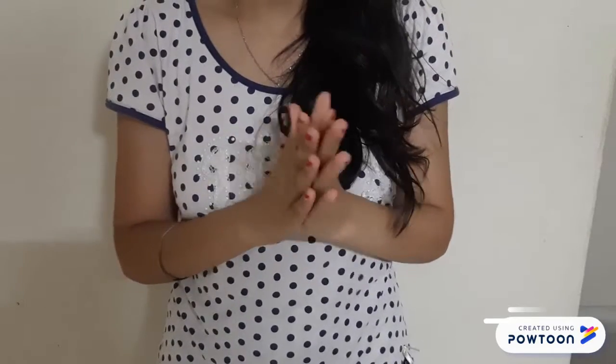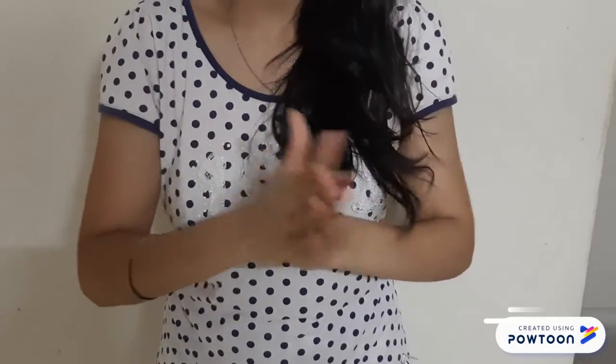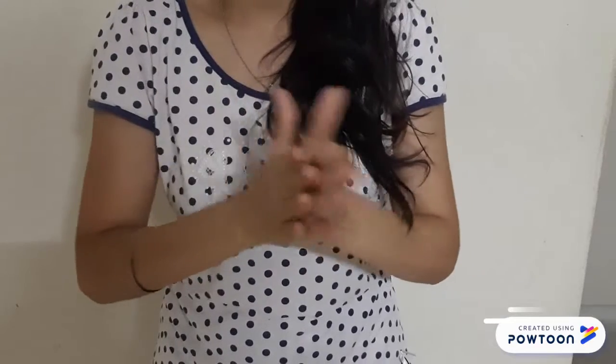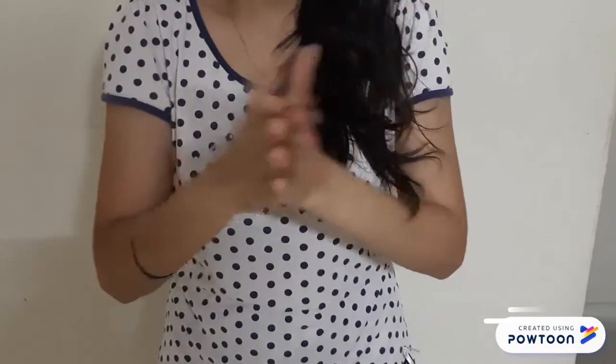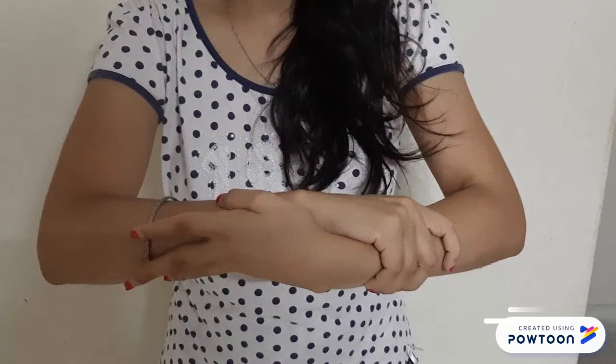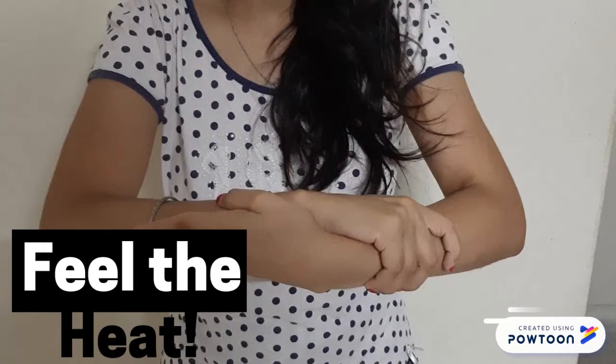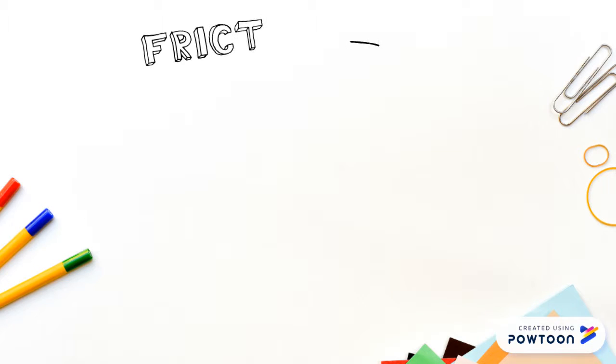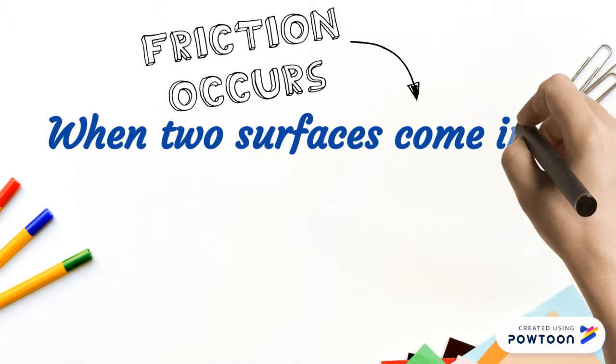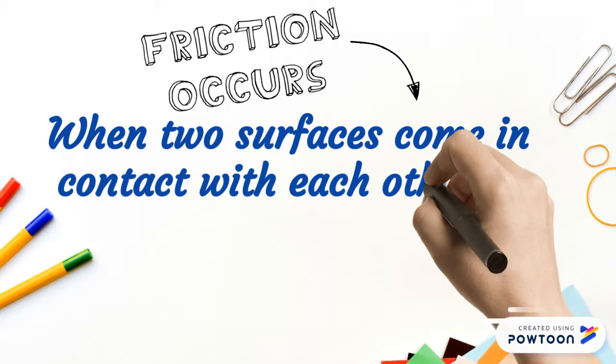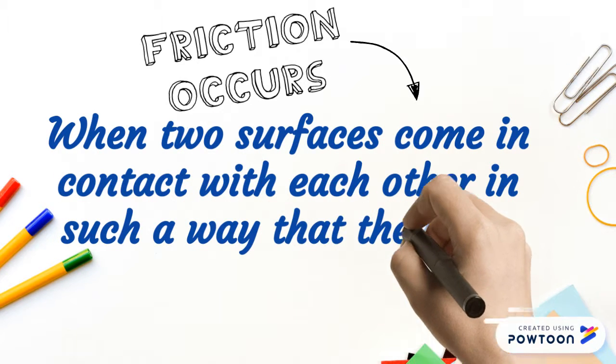For this, you will need to place your hands together and rub them against each other. First, rub them slowly, now a little faster, now as fast as possible, and then touch elsewhere and feel the heat. Friction occurs when two surfaces come in contact with each other in such a way that they rub against one another.